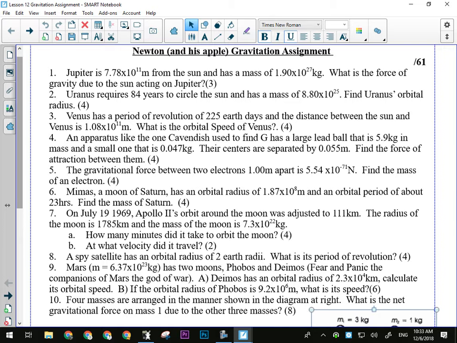Question number four is asking about Cavendish's torsion balance that we talked about in class that one day. They're giving you information about the big lead ball and the small pith ball, and how far apart their centers are, looking for the force of attraction between them. Remember, Cavendish is the one who made Newton's universal law of gravitation work, so this is probably a universal law of gravitation question. Number five, same thing, but there's a trick to number five.